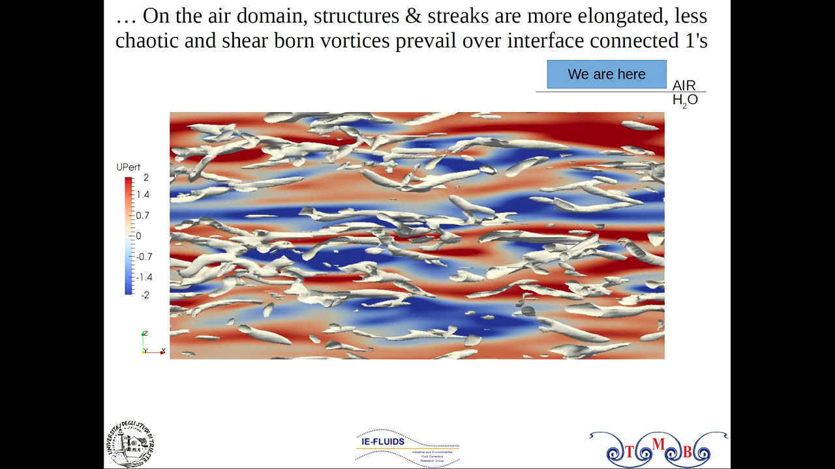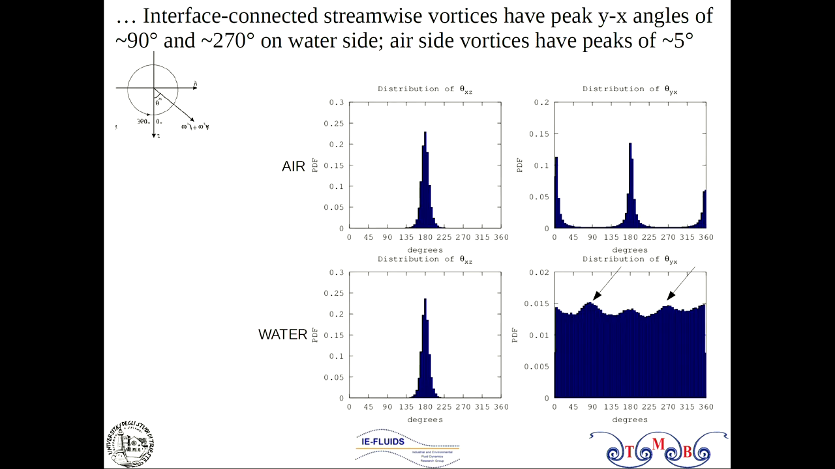When you move to the air domain, you find that the structures and streaks are longer, even more elongated than in classical channel flows. We'll speak about that later. And they're less chaotic than the previous picture. And obviously, shear-borne vortices prevail over the interface-connected ones. Now, what is this about interface-connected vortices and shear-borne vortices?